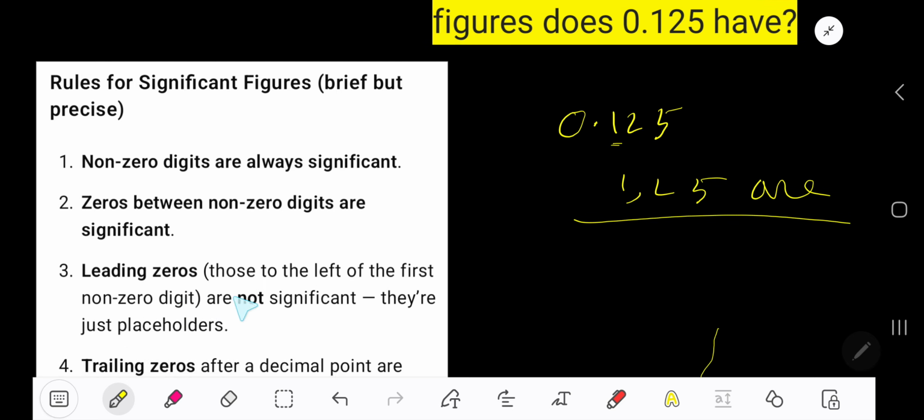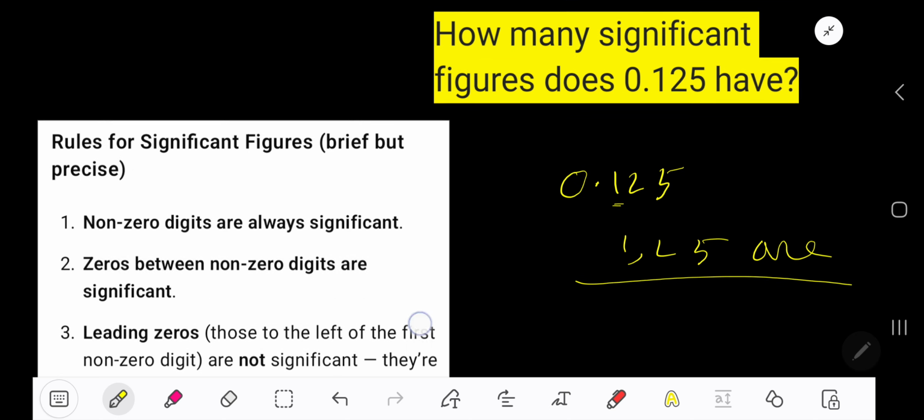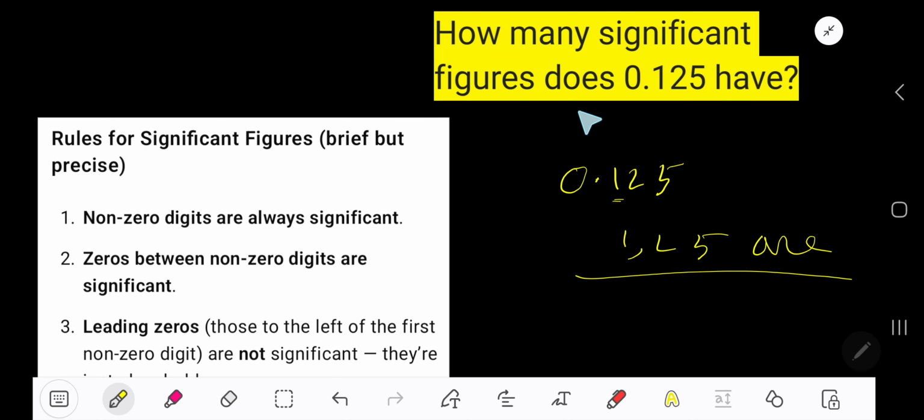Look at here, leading zeros, those to the left of the first non-zero digit, are not significant, they are just placeholders. So how many significant figures does 0.12 have? Just 3.